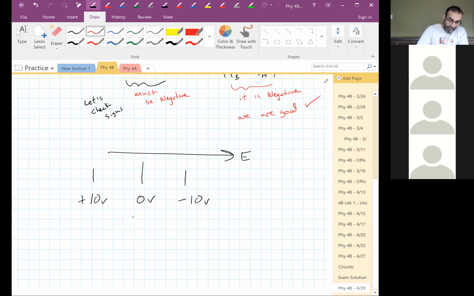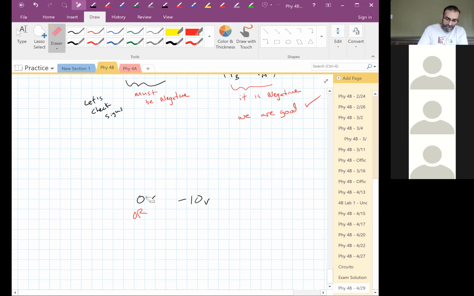Or I could call this point 10 volts. And then this one 0 volts, and this one 20 volts. That would work also, right? It's kind of arbitrary what I call 0. What matters when you're working problems is changes in electric potential.